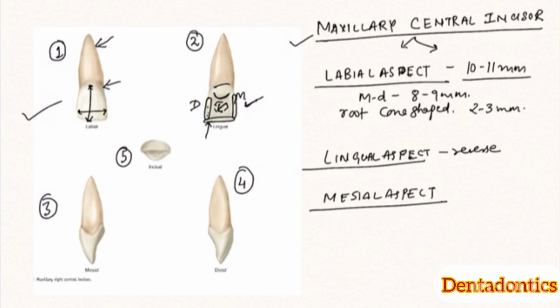Now coming to the third part, that is the mesial aspect. The mesial aspect of the maxillary central incisor will be wedge shaped or triangular. Here the base will be at the cervical line and the apex will be at the incisal edge. As you can see in this picture, this is a reverse triangle where the tip of the triangle is at the incisal edge. And the root will be straight. Now coming to the distal aspect.